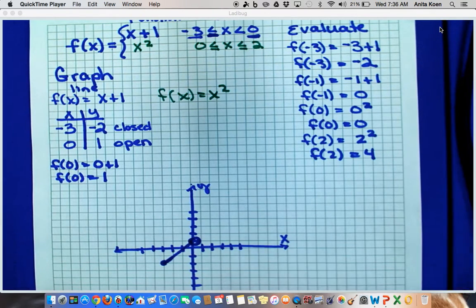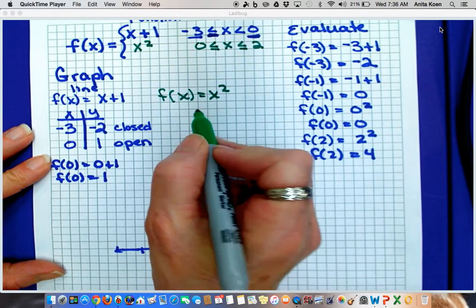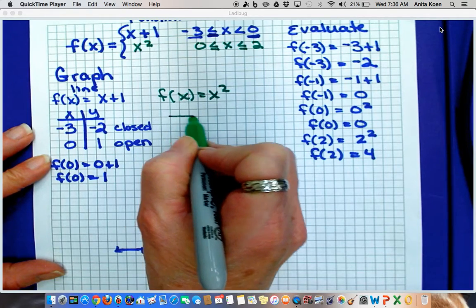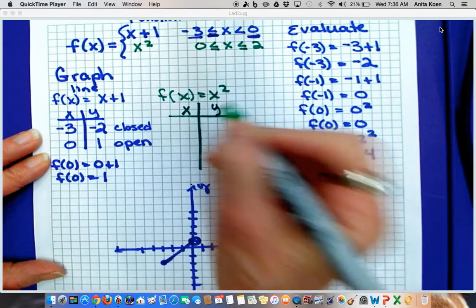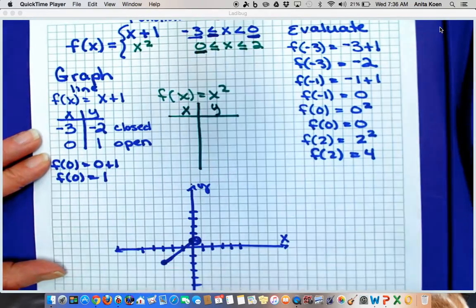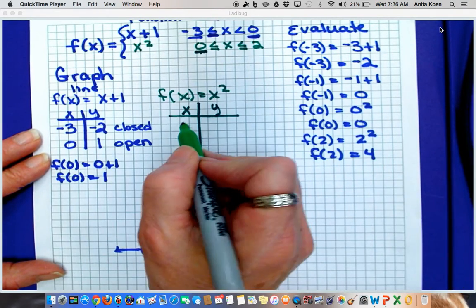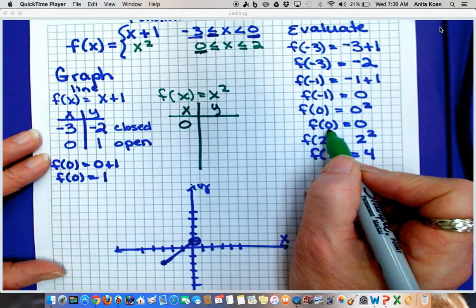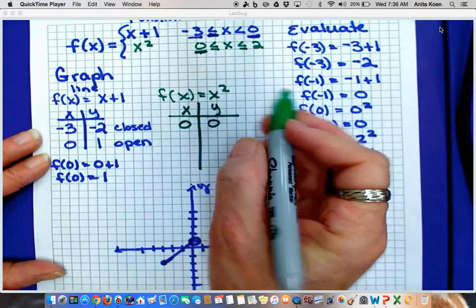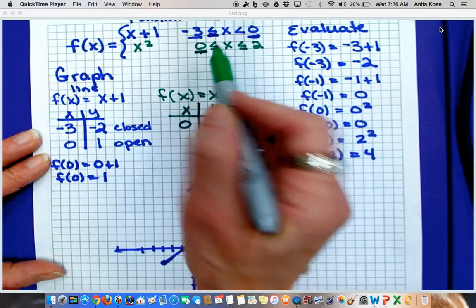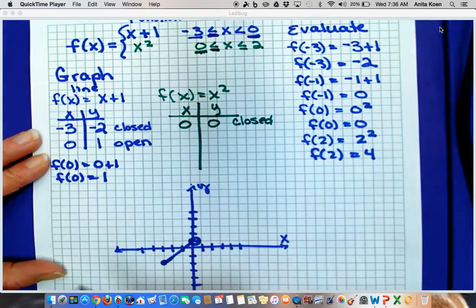Now we're going to do the second piece of the graph. The second piece of the graph is the x squared. So I'm going to make a table, again, for x squared. Here's the x, here's the y. Again, I'm going to just put in my boundary points. I've already plugged in 0 here, so I'm going to plug in 0. And when I plugged in 0 to the bottom piece, I got 0. Let's talk about open or closed first. This is closed because it has the equal sign under it.